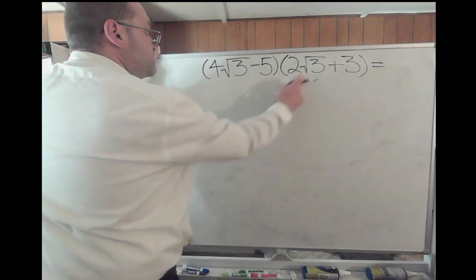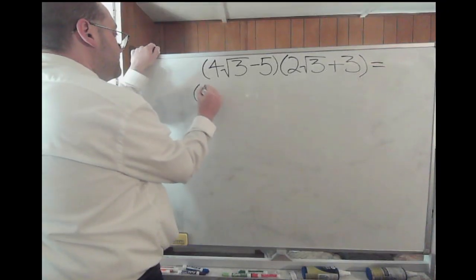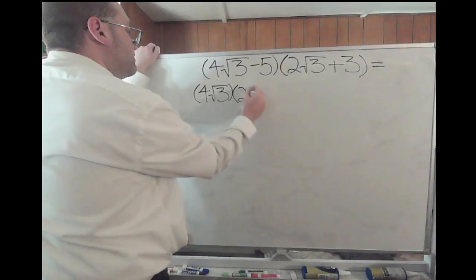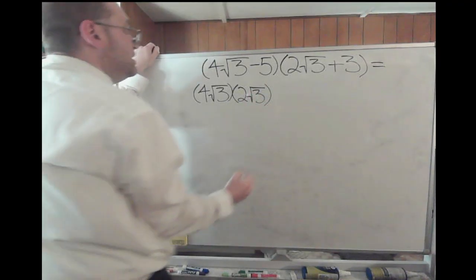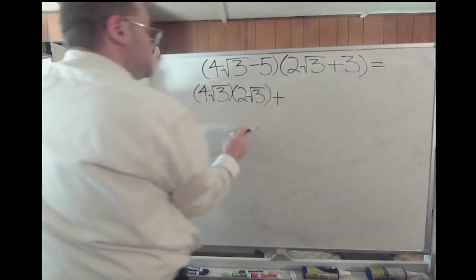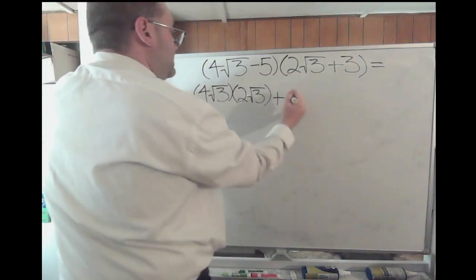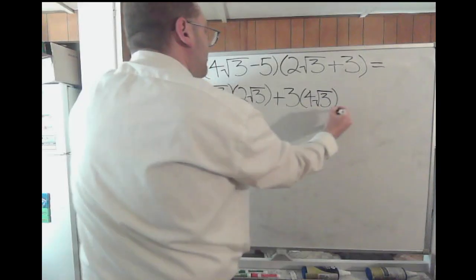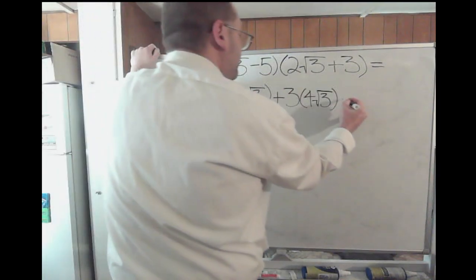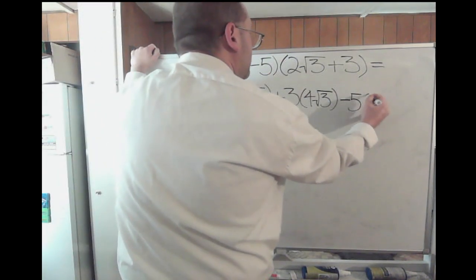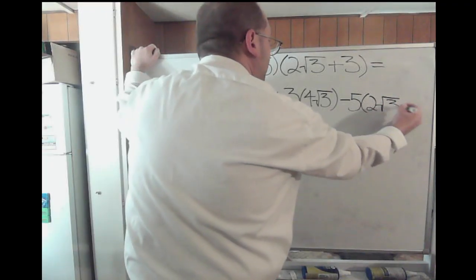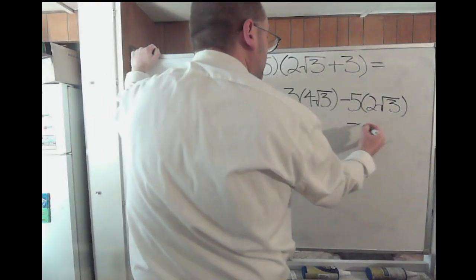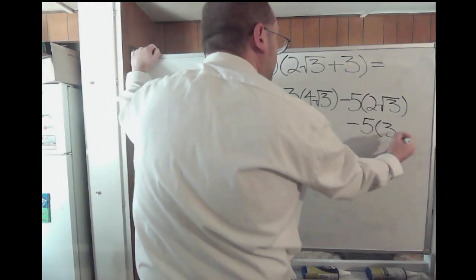So FOIL, the first terms, that would be 4 times the square root of 3 times 2 times the square root of 3, plus you'll take your outer, so first and outer would be 3 times 4 times the square root of 3. Then inner, you would have negative 5 times 2 times the square root of 3. I'm going to have to write down lower. And then last, negative 5 times 3, so you'd have minus 5 times 3.